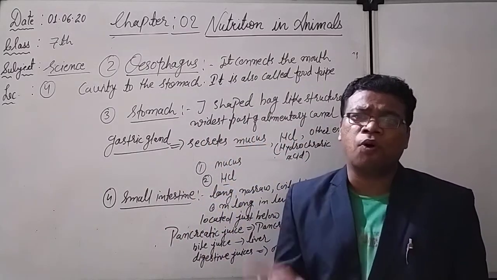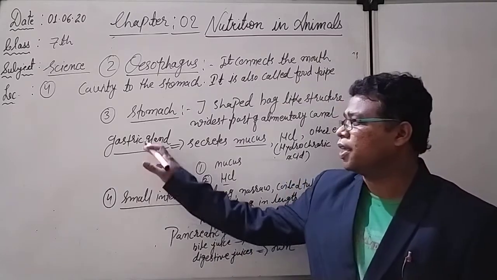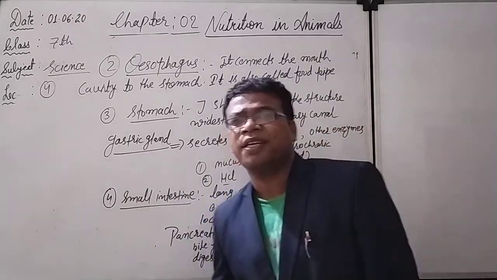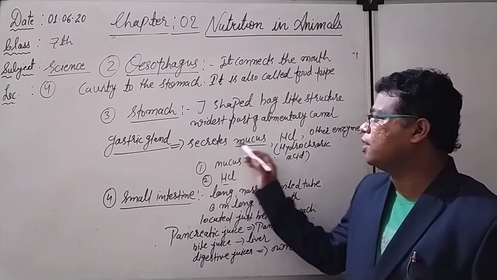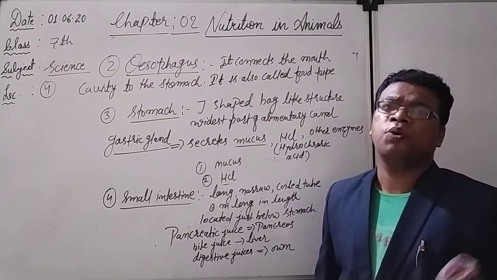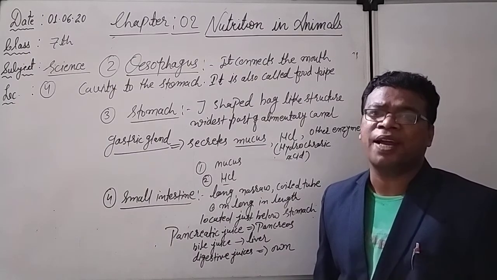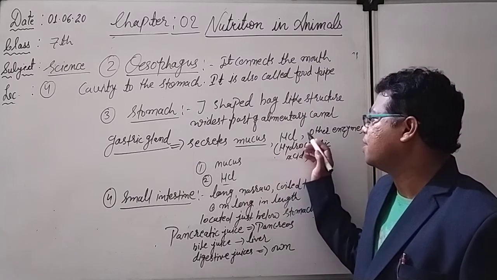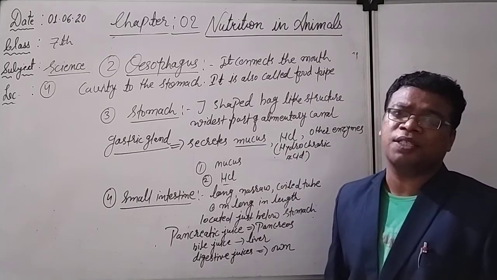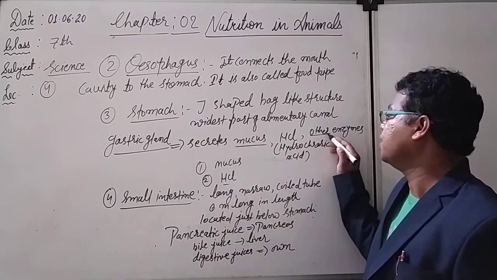On the inner wall of the stomach some gastric glands are present, and they secrete three things. First is the mucus. What is the meaning of mucus here? Mucus means sticky substance, some sticky kind of material. Second is HCl. What is the meaning of HCl? HCl is hydrochloric acid. And third is the other enzymes.